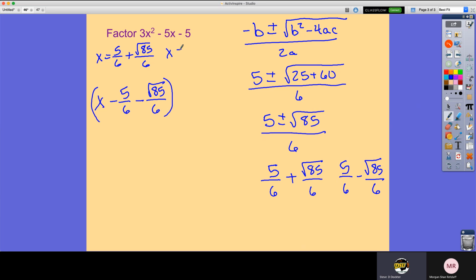The second one, we'd have to subtract over the 5/6 again. But then we're going to add the square root of 85 over 6. And there's our two factors.